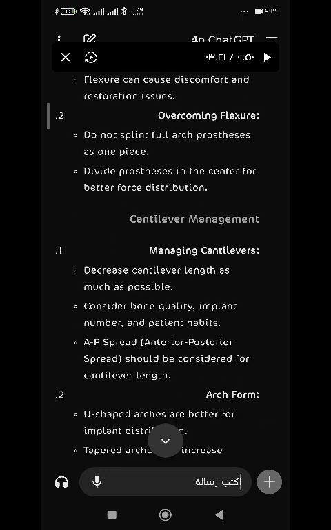10. Overcoming flexure. Do not splint a full arch prosthesis as one piece. Divide the prosthesis in the center for better force distribution.